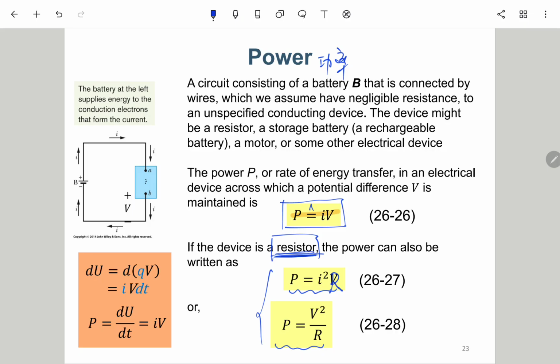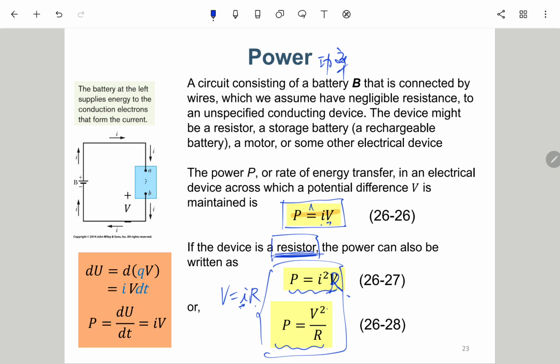Because by applying V equals IR here, by eliminating V, I R times I would be I square R. Or if we try to eliminate I, I equals V over R, putting it here will be V square over R. So these two only apply for resistor, but P equals IV applies for anything.